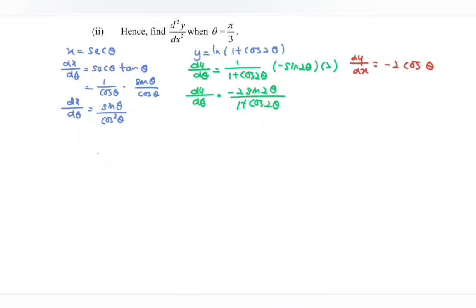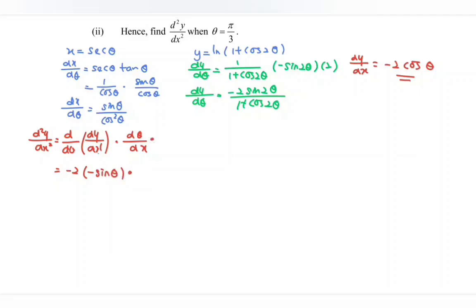Kindly refer to the second one. Find the second derivative. So we have to differentiate dy/dx with respect to θ, multiplied with dθ/dx. So kindly differentiate this part. We have negative 2 bracket negative sine θ multiplied with dθ/dx. So here we will have cos squared θ over sine θ. So finally, for the second derivative, we have 2 cos squared θ.